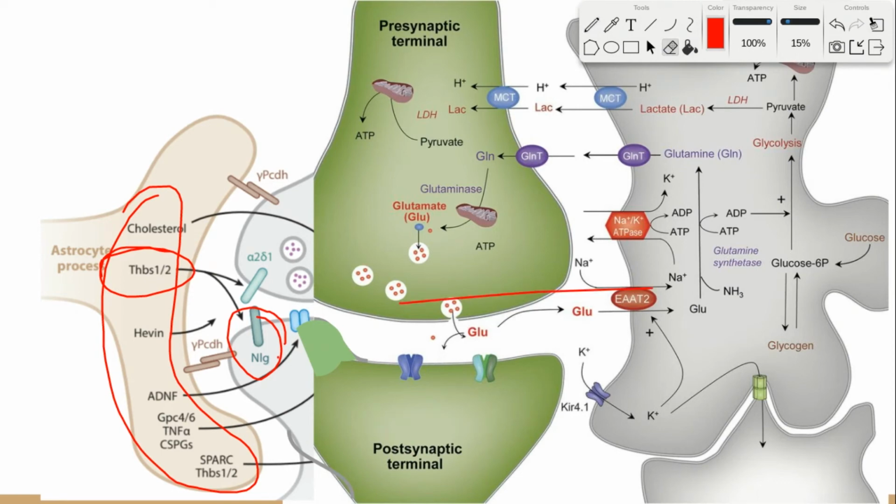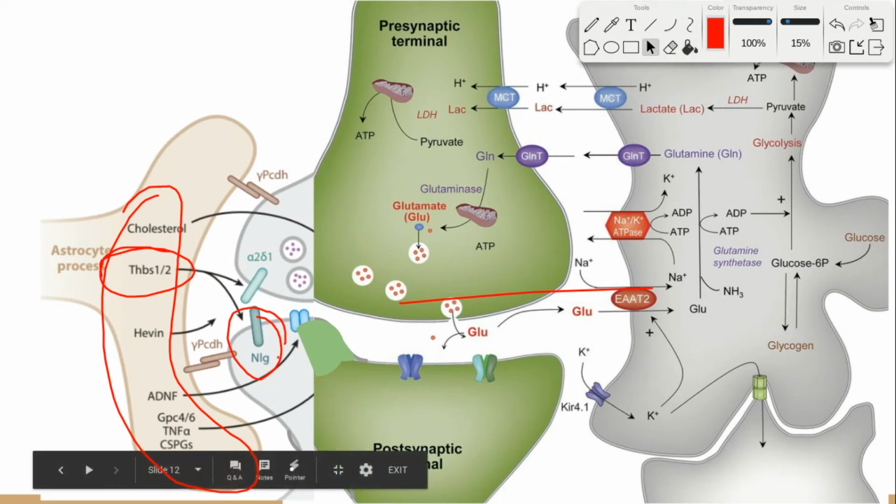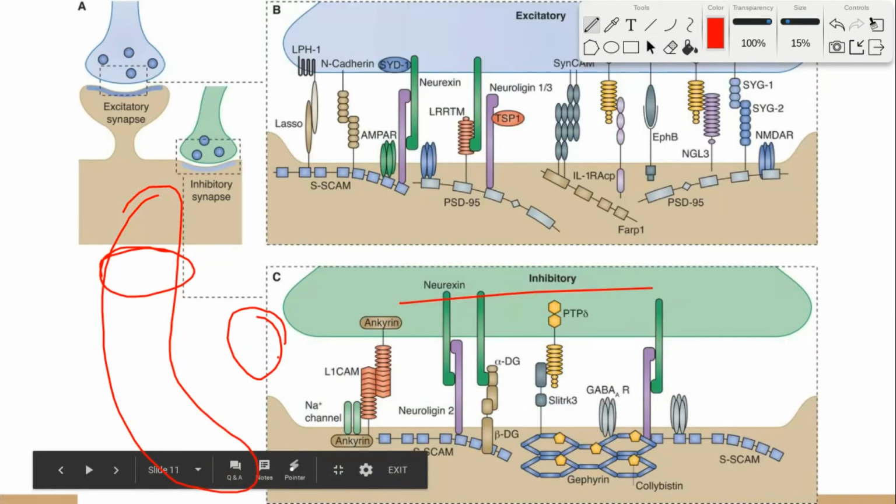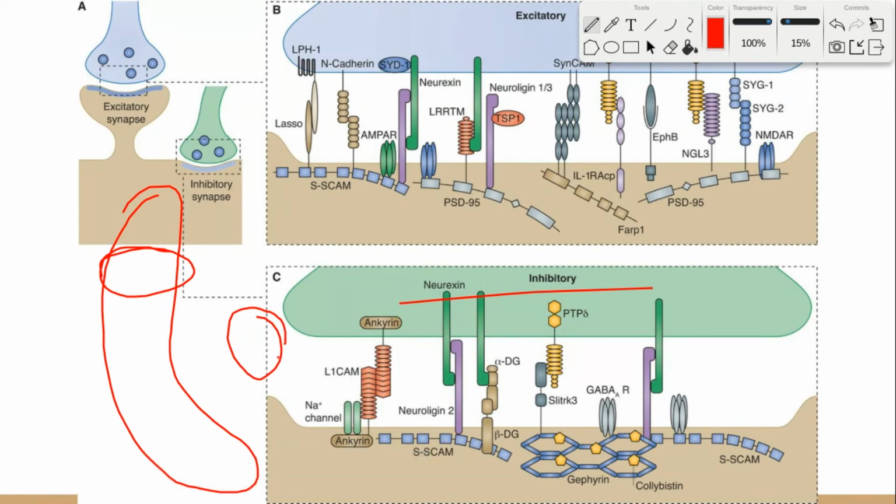So let's see if I can go back to the previous slide. Can I go back to the previous slide? I can show you. So we see right here that neuroligands, right? Oh, up here, sorry. Neuroligins can bind to TSP1, and this can promote their successful signaling to the excitatory synapse between the presynaptic and postsynaptic membrane.